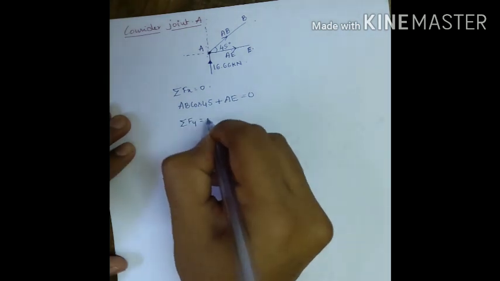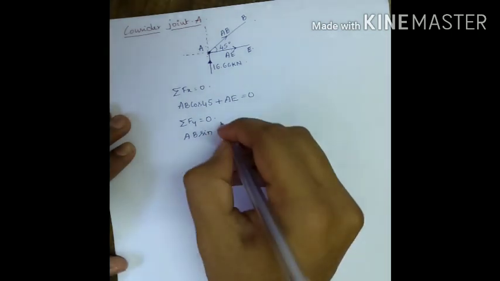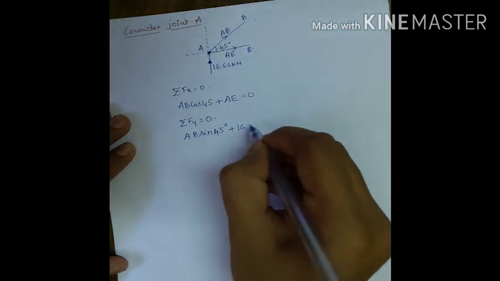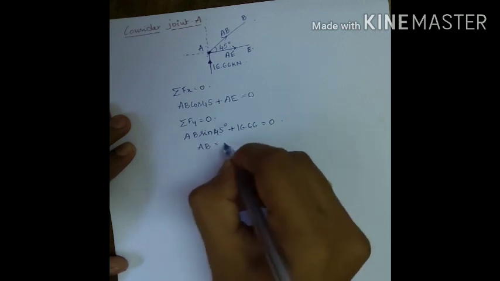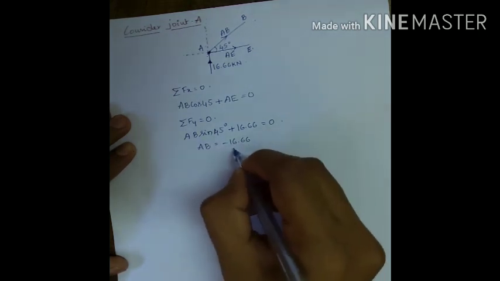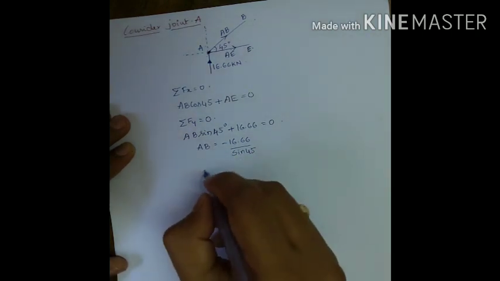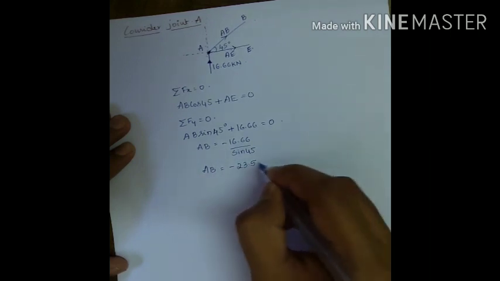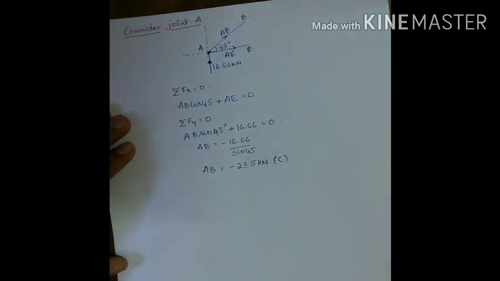Summation of Fy is equal to 0. So vertical, AB sine 45 degree plus 16.66 is equal to 0. So AB will be minus 16.66 divided by sine 45. It comes around AB is equal to minus 23.5 kilonewton. This minus sign indicates the member is in compression. So AB is in compression.